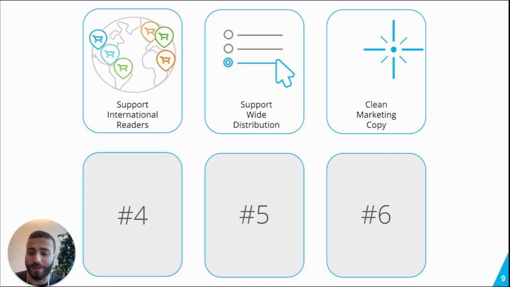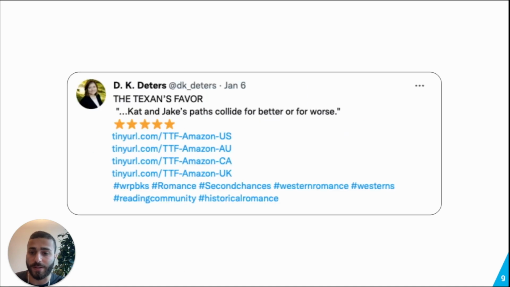The third reason I believe all authors should use universal booklinks is to help clean up their marketing copy. Here we have a tweet from DK Dieters, who is trying to promote her book, The Texans' Favor, on Twitter. While we love to see authors doing book marketing, unfortunately there are a few things wrong with this tweet. The first is that there's just a lot of blue. It's not really clear where a reader should click.